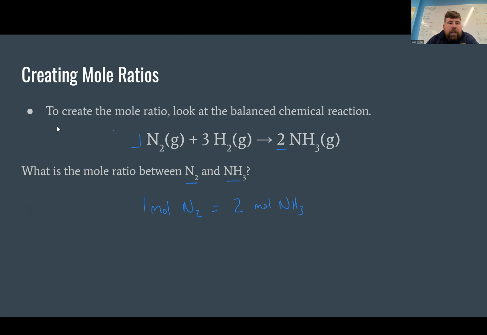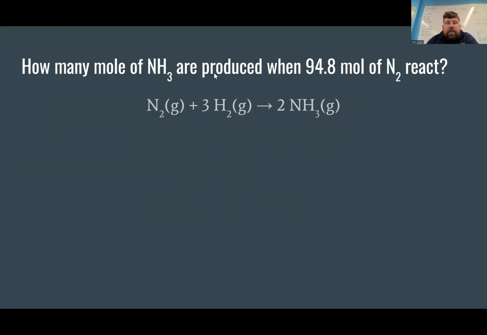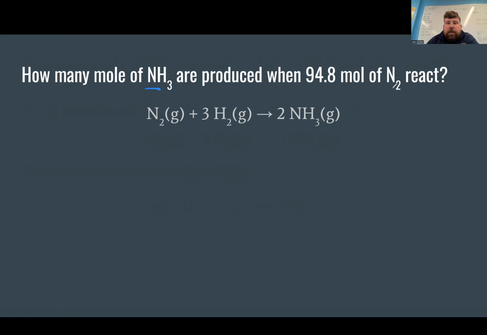All right, so let's check this out here. How many mole of NH3 are produced when 94.8 mole of N2 react? What I want to do is look at what chemicals I'm dealing with. I'm dealing with NH3 and N2, and I know once again that for every 1 mole of N2, this is equal to 2 mole NH3. For this particular problem, I didn't ask about hydrogen. Hydrogen absolutely is present and part of the chemical reaction, but we're just dealing with NH3 and N2. So I know that 94.8 mole of N2 reacted.